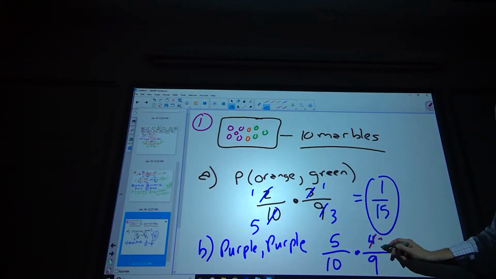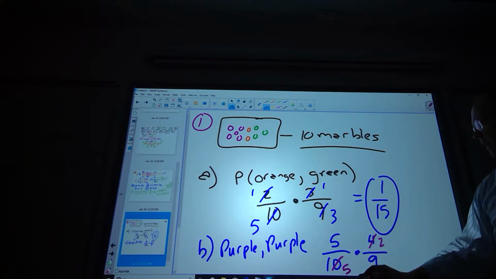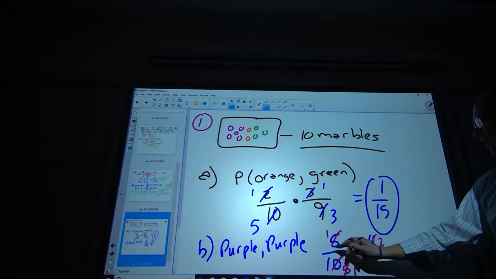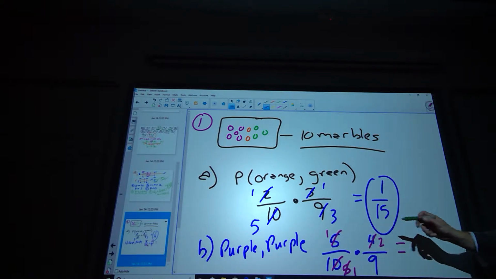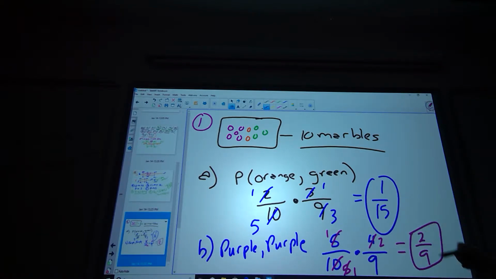So let's see, that goes in there twice. That goes in there 5 times. Oh, that's a 5. That's a 5. Now I can multiply straight across. 1 times 2 is 2. 1 times 9 is 9. I have a 2 in 9 probability of drawing a purple and a purple. Is that hard to think about?